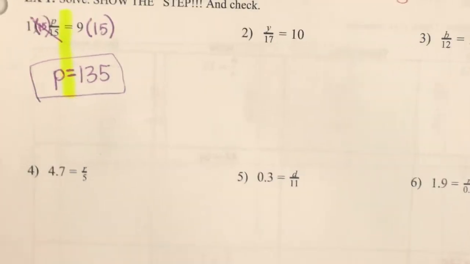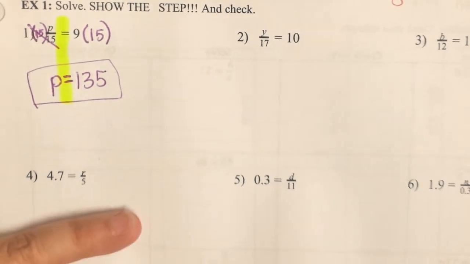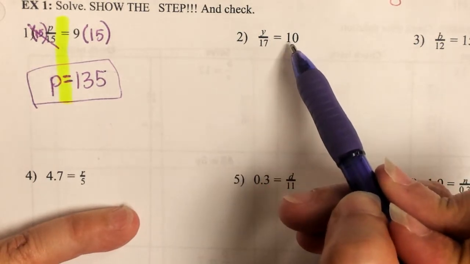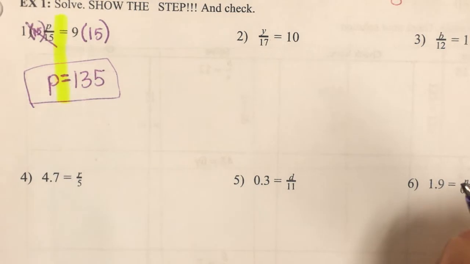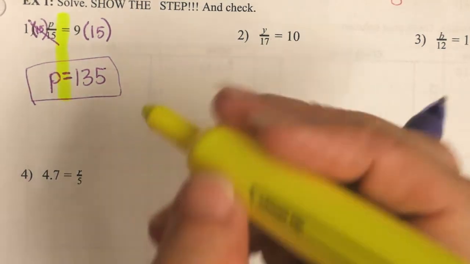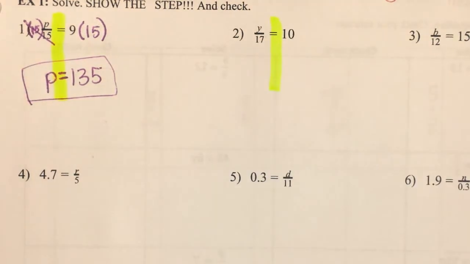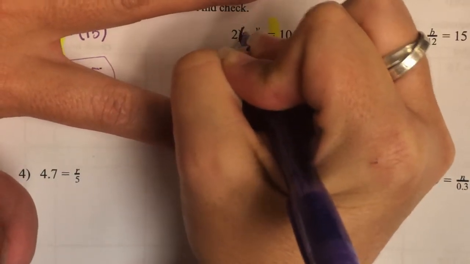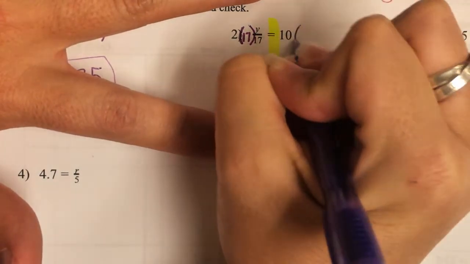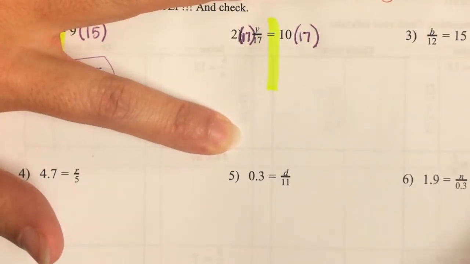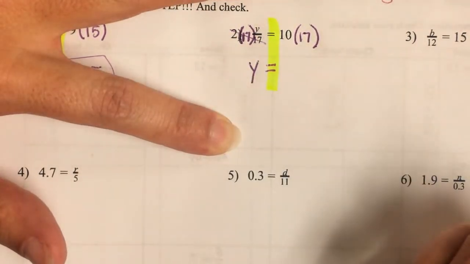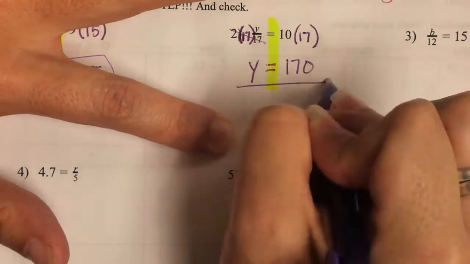Okay, so let's look at number 2. Our equation says y divided by 17 equals 10. So what's our variable? Y. What is with the y that we want to get rid of? 17. What kind of 17? Division of 17. What's the opposite? Multiply. So we're going to multiply times 17 on each side. These two match, so they get to go away, leaving me with y equaling 170. There you go.